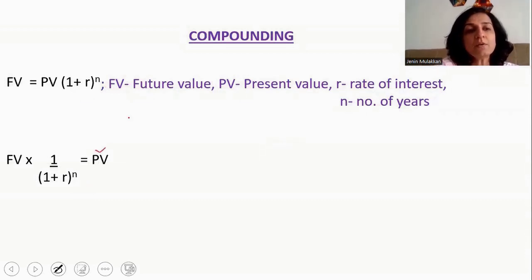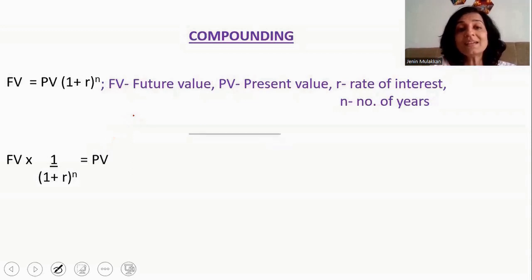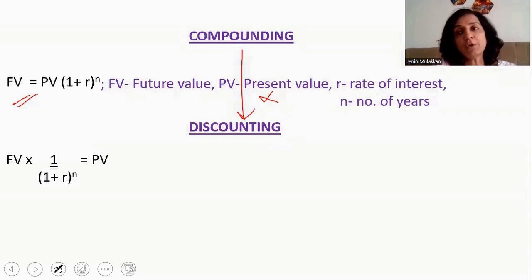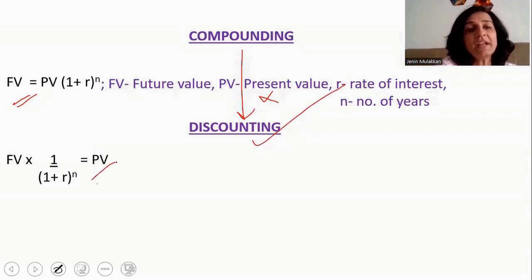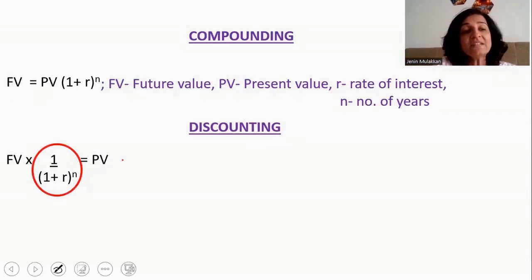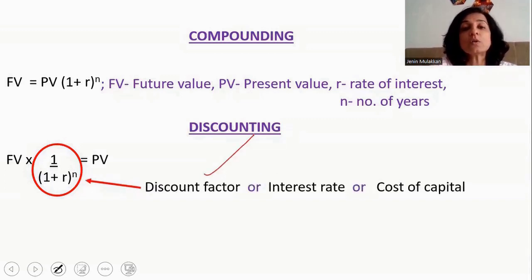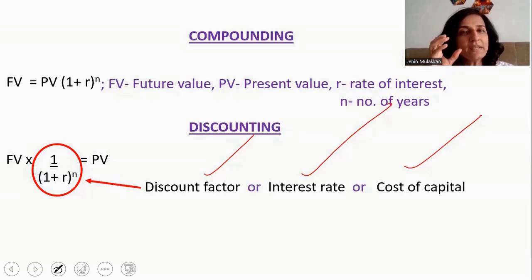Now this method of finding out the present value is known by the term discounting. Now discounting is exactly the opposite of compounding. What was compounding? Compounding is finding out the future value, while discounting is finding out the present value. And this 1 divided by (1 + R)^N is known by a name. And that name is discount factor, or it is also known as interest rate, or it is also known as the cost of capital. So this term is very important, cost of capital.